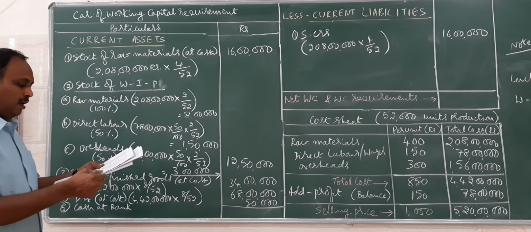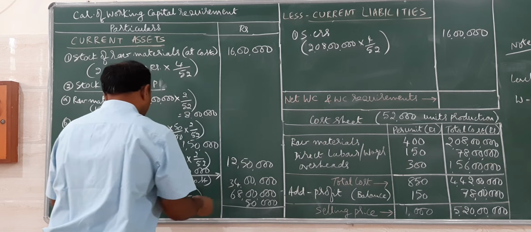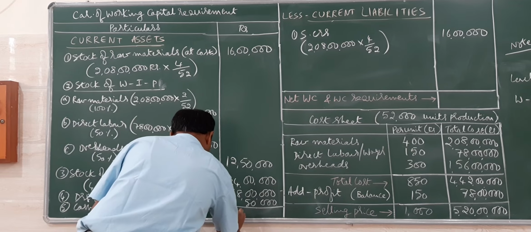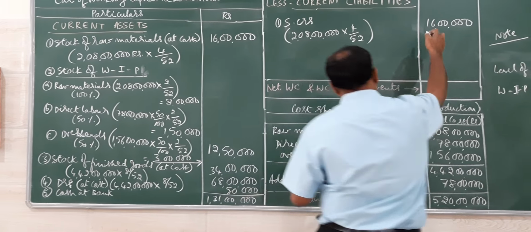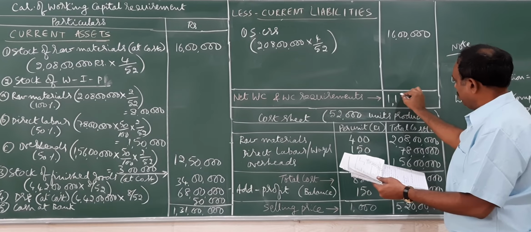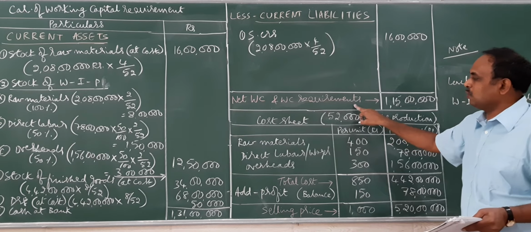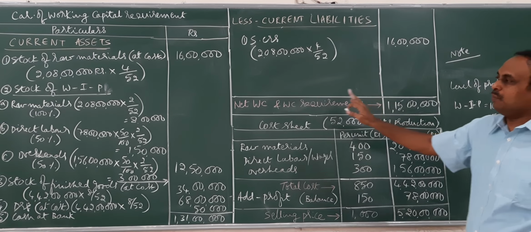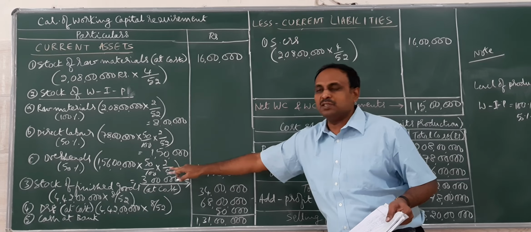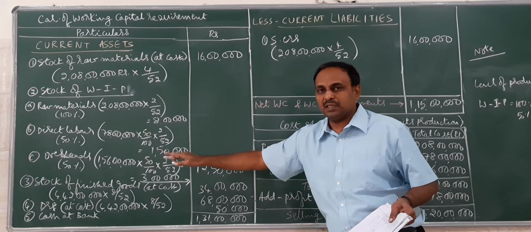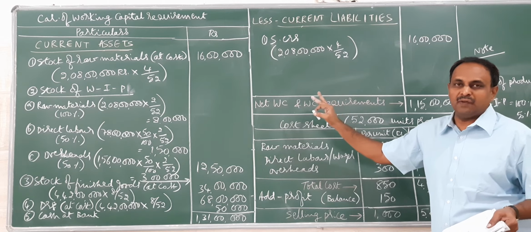With this, all the information given in the problem is taken. We'll go for totaling. Total all the current assets, 1 crore 31 lakhs, minus 16 lakhs will give you 1 crore 15 lakhs net working capital as well as working capital requirement. The most important information given here is about work in progress. We have done 3 divisions, 100%, 50% and 50%, and the remaining is all similar to the adjustments we have done in the previous problems.